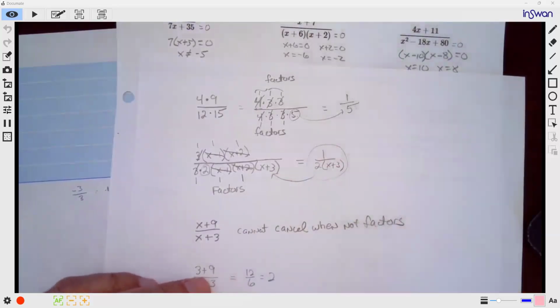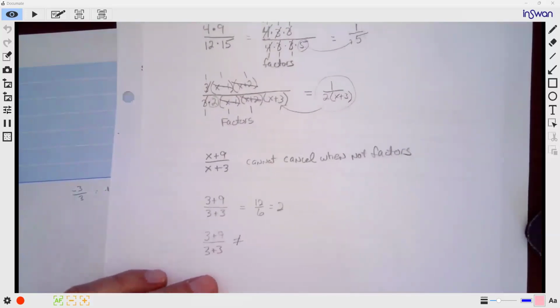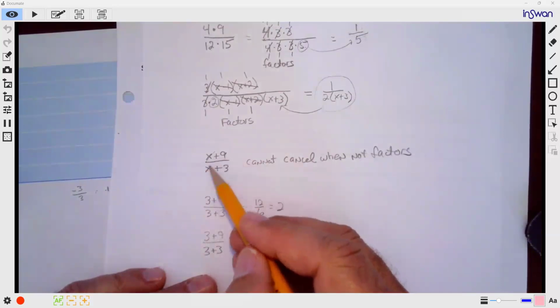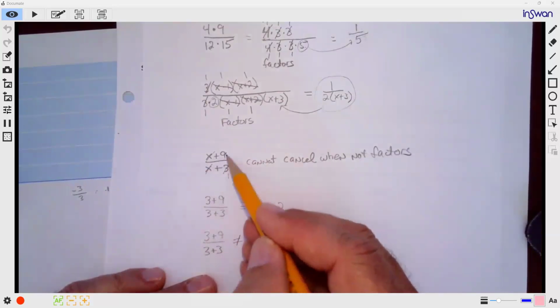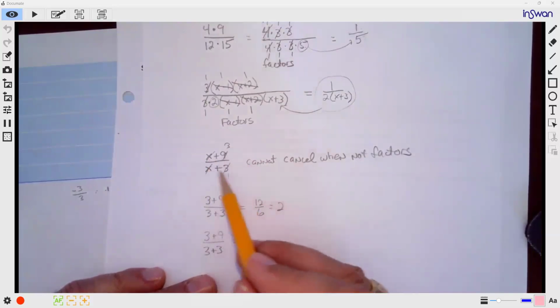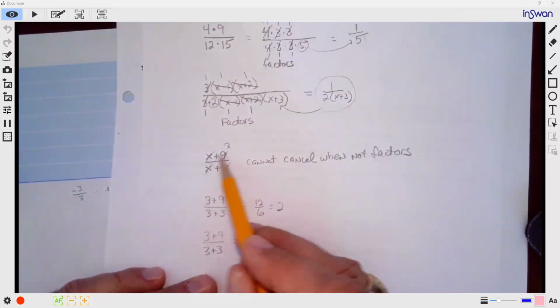Okay. One thing to be careful of: if you have an expression like this, you cannot cancel these x's and you cannot do something like that. Why? Because these are not factors. They're part of an addition. You cannot, mathematically, this doesn't work.